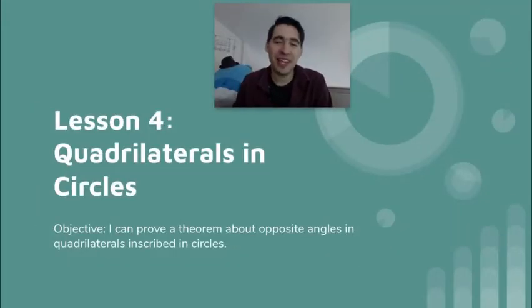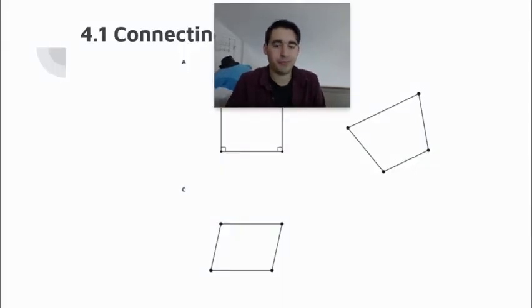For today, we're going to be taking a look at Lesson 4, Quadrilaterals in Circles. That's right, we're not putting triangles in circles this time. We're putting quadrilaterals. Let's take a look, shall we?